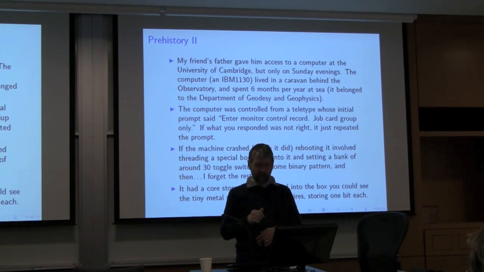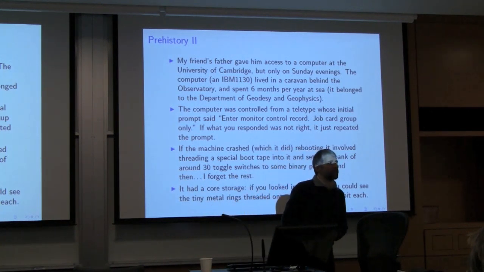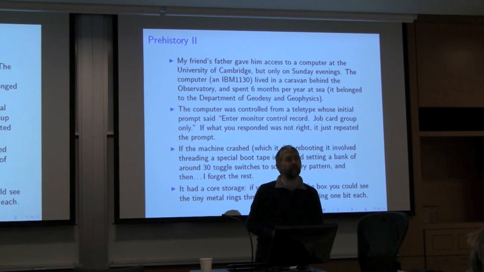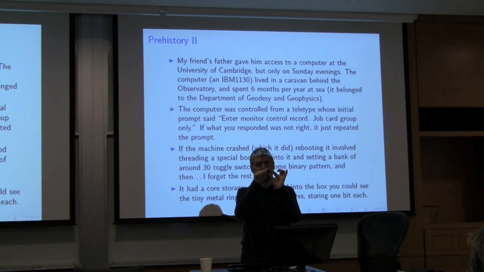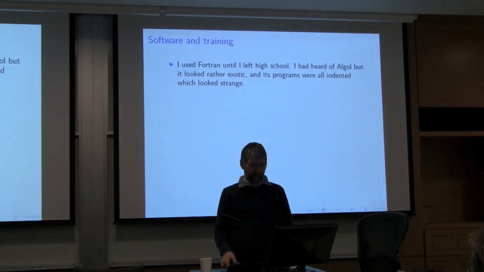And the memory of this, you're probably going to ask me how many bits of RAM it had. I really can't remember, but I do remember that the memory was really a core storage of the original kind, that when you looked in through the holes in the side of the box, you could see tiny little donut-shaped pieces of metal strung on wires, and each of those that you could see was 1 bit. And that's why they were called core memories. And they're pretty slow as well.